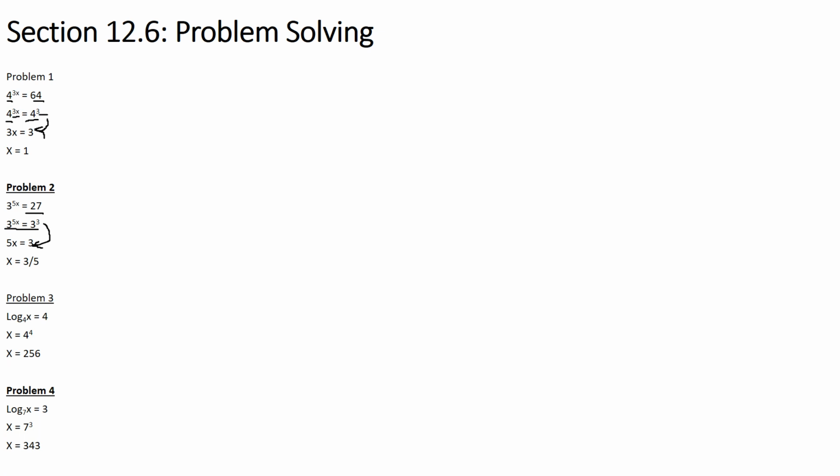Problem 3 here. Log base x of 4 equals 4. 4 to the what equals 4? Well, I should say 4 to the 4th is 256. And the last one here, log base 7 of x equals 3. I'm basically looking at base 7 to the third power. 7 times 7 times 7 is 343.